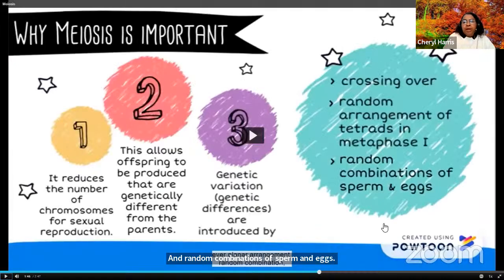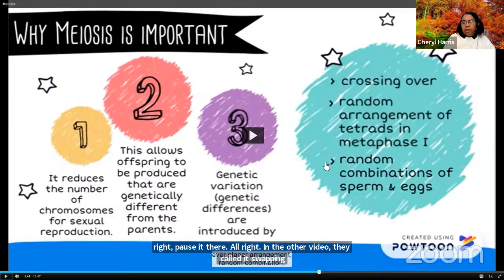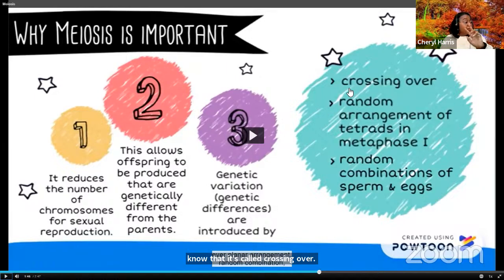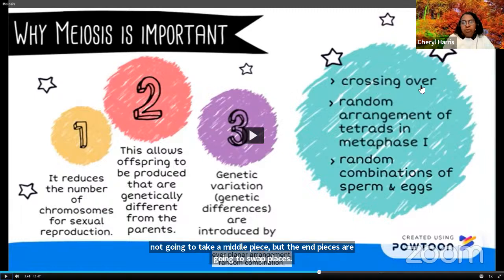In the other video, they called it swapping. In this one, we need to know that it's called crossing over. When the genes line up and they swap genes, the vocabulary word for that is crossing over. And it does it randomly. It does a section. It's not going to take a middle piece, but the end pieces are going to swap places. So know this term, crossing over, is the swapping of genetic material.